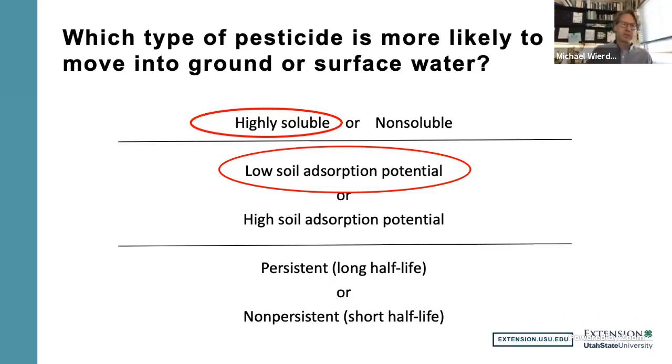And then the persistence versus the non-persistence. The persistent pesticide is the one we're worried about. Once again, persistence doesn't affect the ability of the pesticide to move, but it does affect whether or not that pesticide will have an effect when it reaches the next location.